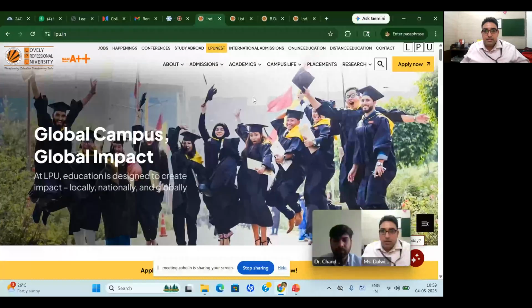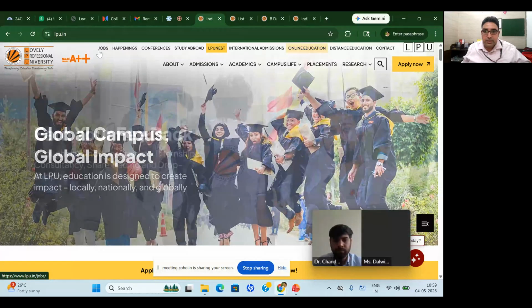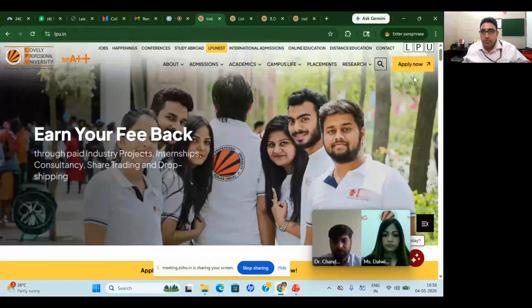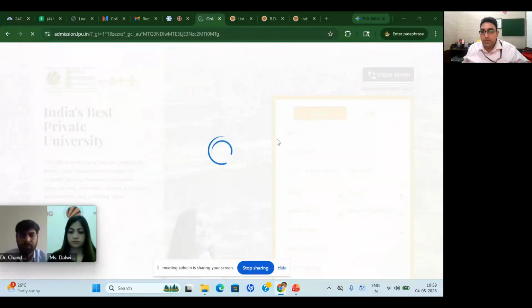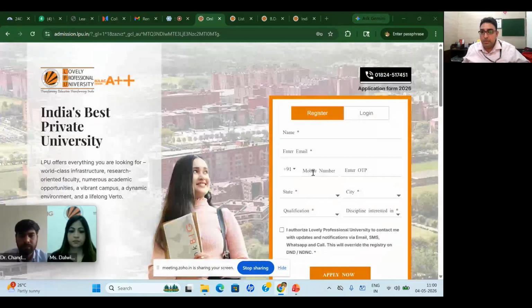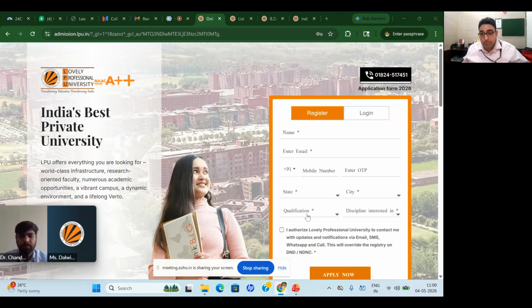So here it is, LPU's website. lpu.in is the URL. You can apply from this tab, right? Once you click on this, a tab will open where you need to fill your name, your email ID, your mobile number, correct mobile number, on which you will get an OTP. You can mention your state, city, your previous qualification. For example, if you are searching for B Design Interior and Furniture, your qualification must be 12th class. So you can fill 12th class over here and discipline interested in design. So from this tab, you can apply.